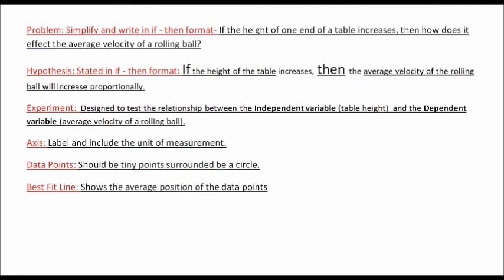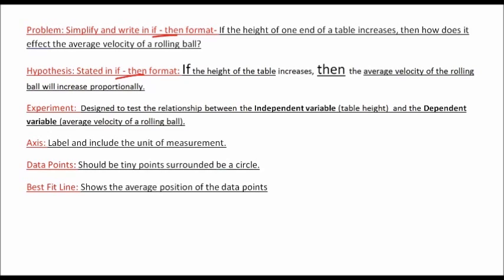Other things to remember. The problem. When you're trying to state the problem, you can simplify it and write it in if-then format. Today, the hypothesis and the problem were very similar. The problem was if the height of one end of the table increases, then how does it affect the average velocity of a rolling ball? And if you look at the hypothesis, it also was written in if-then format. If the height of the table increases, then the average velocity of the rolling ball will increase proportionally. The problem and the hypothesis are closely tied together. Remember that once you write the problem, just turn it into an answer and state it in if-then format.